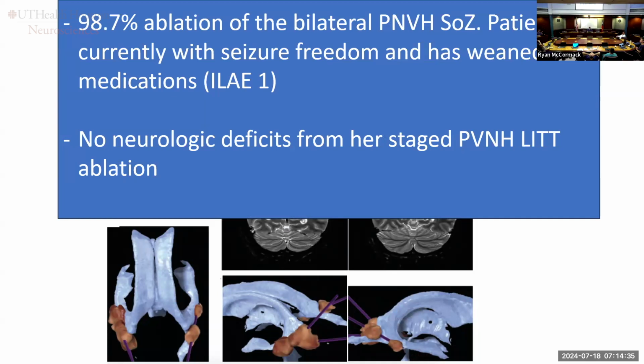Patient now has complete seizure freedom and has stopped their medications; they are now at ILAE 1. And one common comment that people would have is, well, here you put in 3 laser probes, and of course they're going to have issues. She doesn't have any neurologic deficits from this.